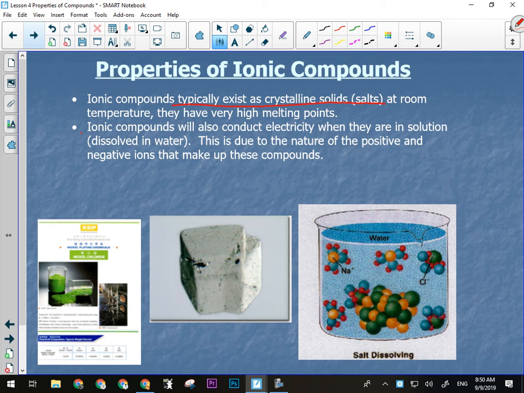Okay, and ionic compounds will conduct electricity without exception. There are no exceptions to this rule. All ionic compounds will conduct electricity when in solution.